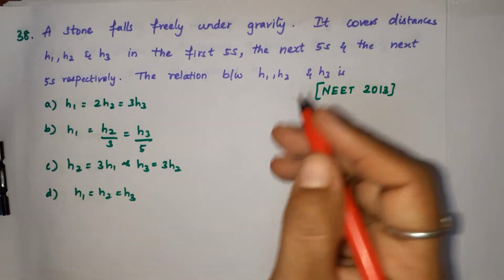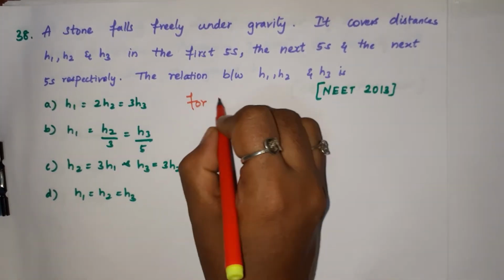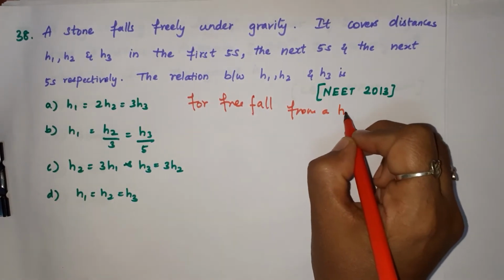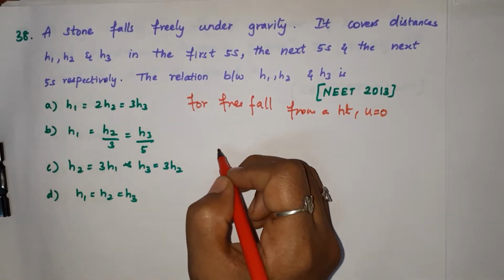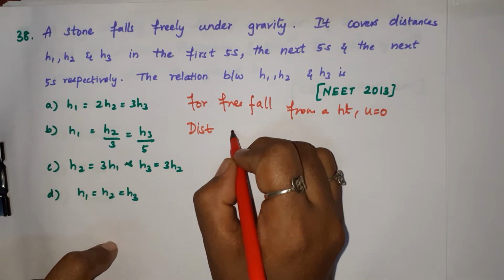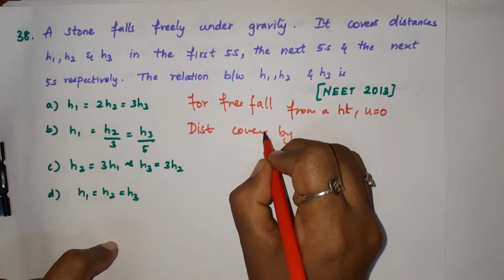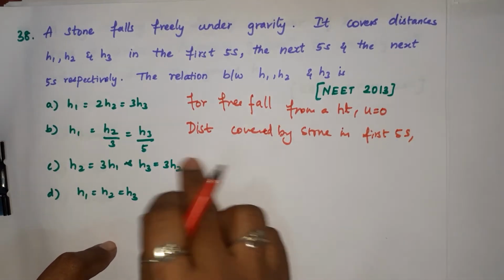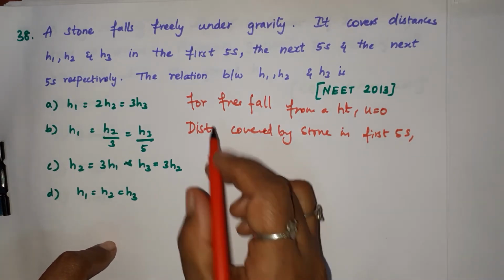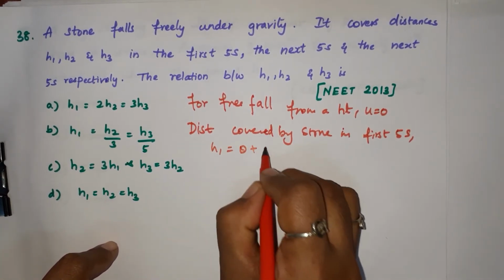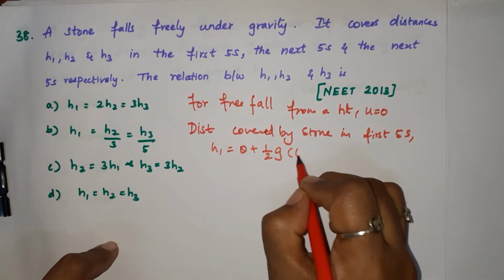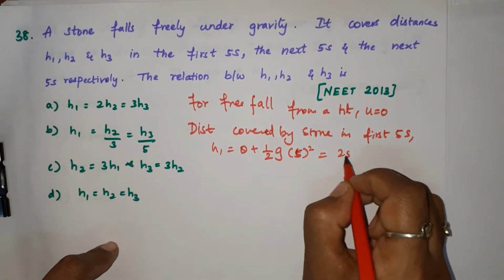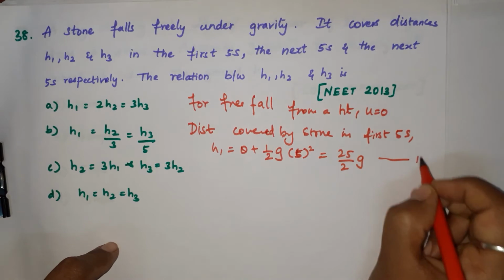So for free fall from a height, u is equal to 0. We know very well. The distance covered by the stone in first 5 seconds, that is h1, is equal to u t plus half g t squared. Taking t as 5 seconds, which gives 25 by 2 g. That's the first equation.